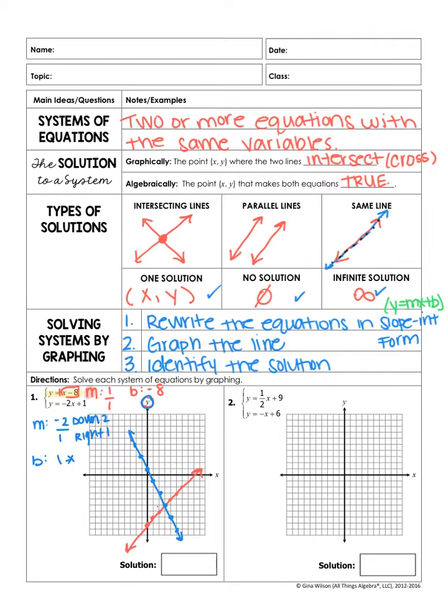All right, so we have our 2 lines graphed, and then we look, where did our lines cross? That intersection, that coordinate there, is your solution. So let's find that point. We had to go right 1, 2, 3, and down 1, 2, 3, 4, 5. So I went right 3 and down 5. So my solution, where they intersect, is at 3, negative 5. All right, go ahead and try number 2 on your own.